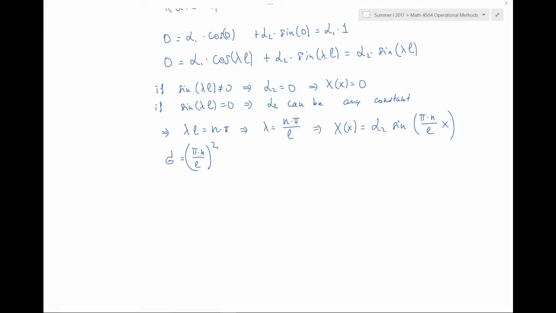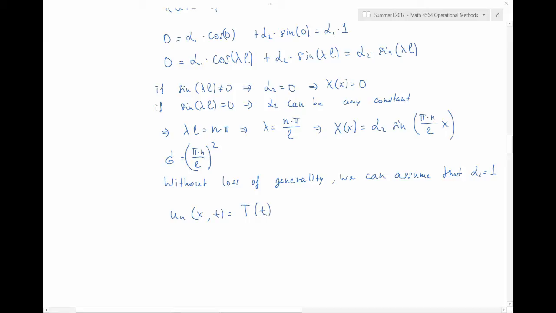So here's the phrase that mathematicians use in situations like that. We say that without loss of generality, we can assume that alpha 2 is just 1, and therefore u sub n of x and t will be the product of function T of t, which we're about to find, times just sine of pi times n over L x.